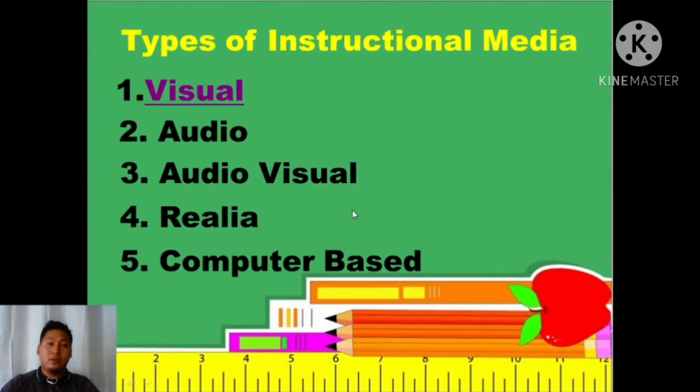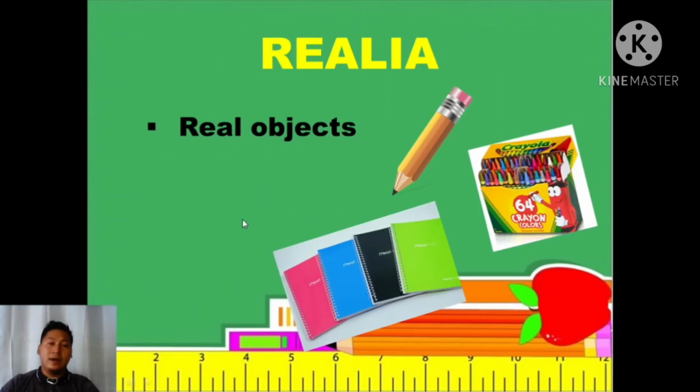The fourth one is the realia. These are real objects used to relate classroom teaching to real life. Real objects are used to help teach students in a class. These objects from real life are used in classroom instruction to improve students' understanding of other cultures and real-life situations.